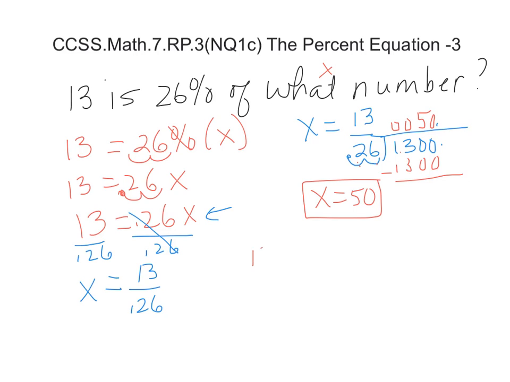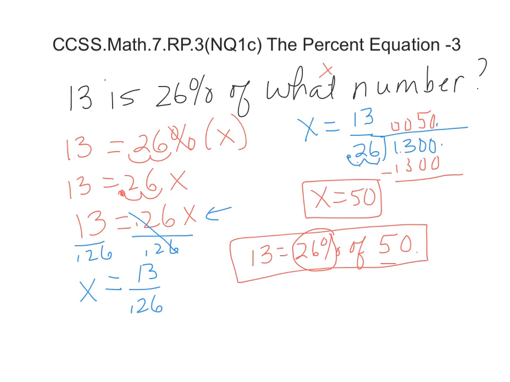So what that is saying, x equals 50, but let's put the whole sentence together. So it's going to be 13 equals 26% of 50. Okay, so that's about a quarter. 13 is about a quarter, because we estimated that at a quarter, and so that makes sense. So x equals 50 here, and put it back into the equation to make sure it makes sense. Thank you.